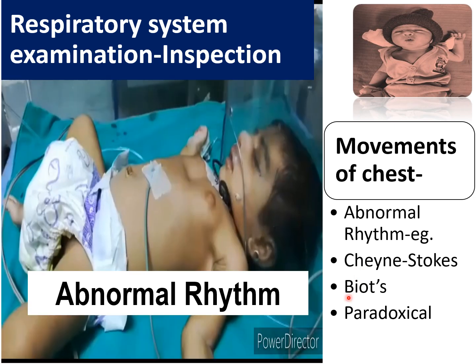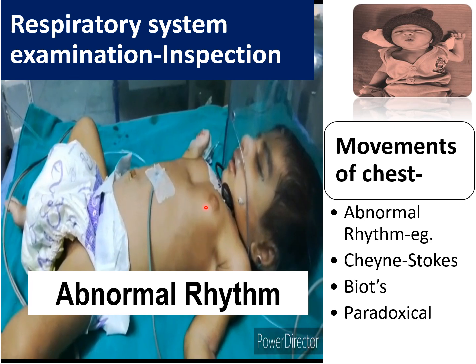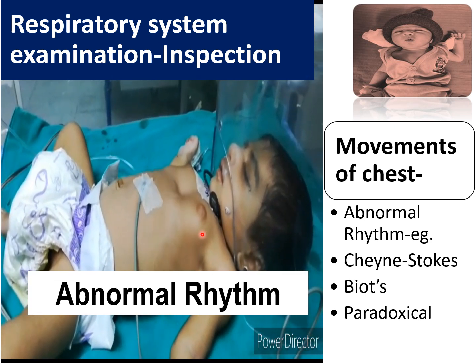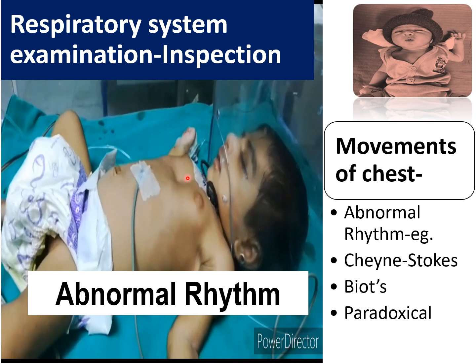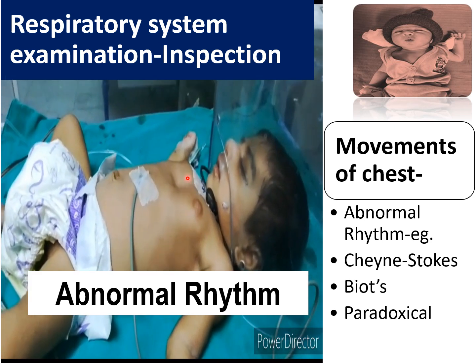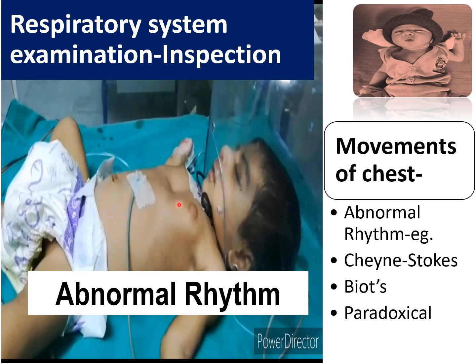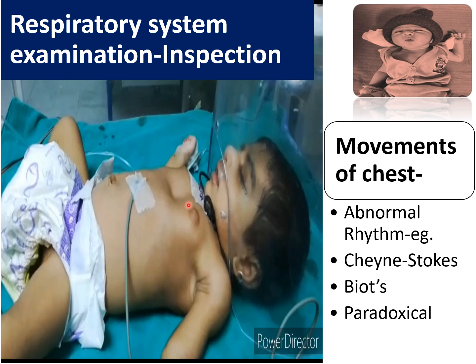While in paradoxical breathing, here in this video you can see inward movement of the chest occurs during inspiration. So during inspiration in normal rhythm, outward movement of the chest occurs. While in paradoxical breathing, inward movement of the chest occurs. So here in this video you can see it is paradoxical breathing. So these are the abnormal rhythms.